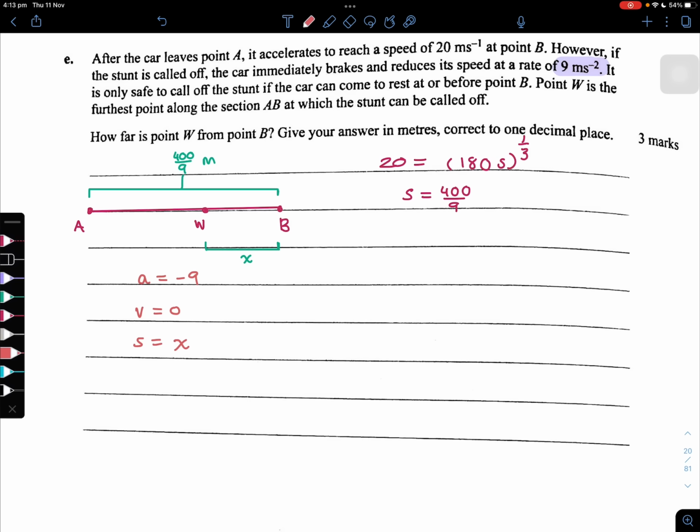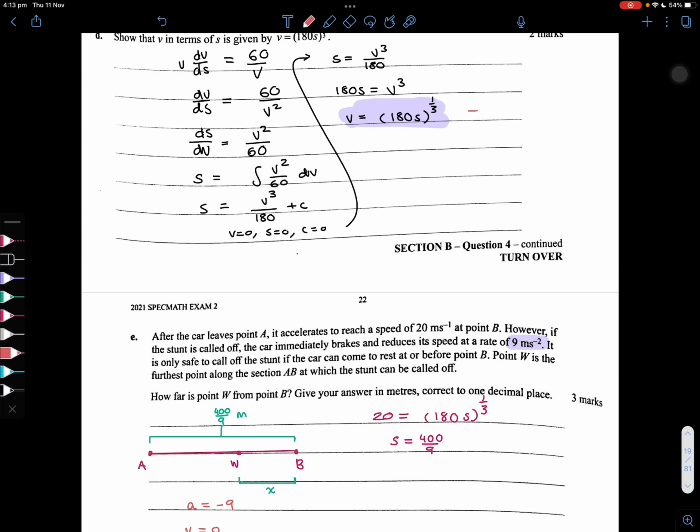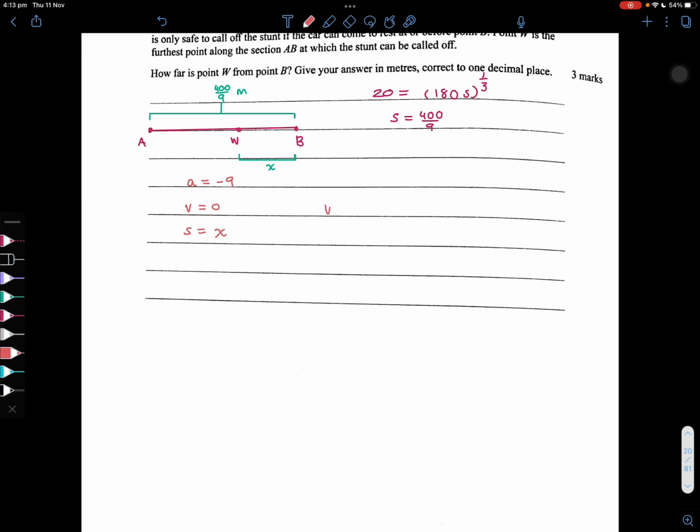What's our initial velocity though? That is the main thing. So our initial velocity, we can actually work out using this equation again, right? Because we do know our displacement. We can go our velocity, right? Our initial velocity, I'm just going to call it u.